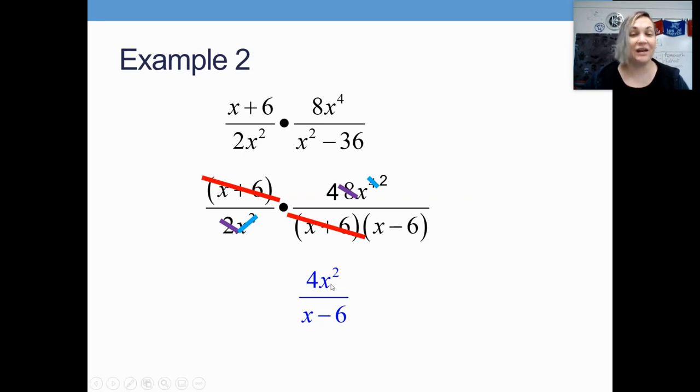And again, the x's cannot cancel because the bottom x is part of a subtracting problem. Same thing with the 4 and the 6. Since the 6 is part of a subtracting problem, I'm not allowed to simplify it.